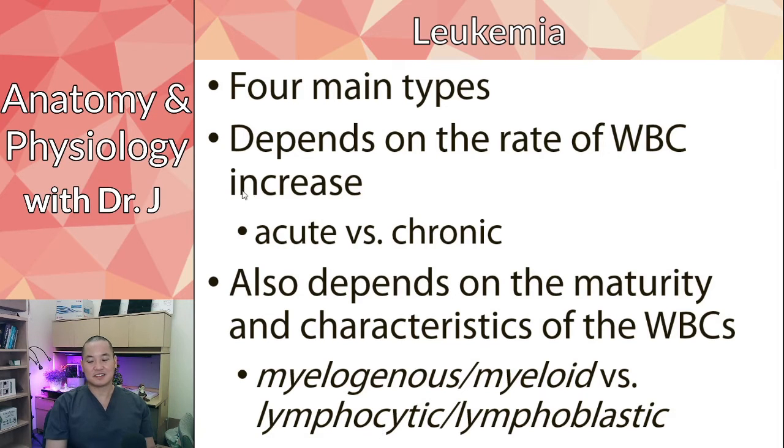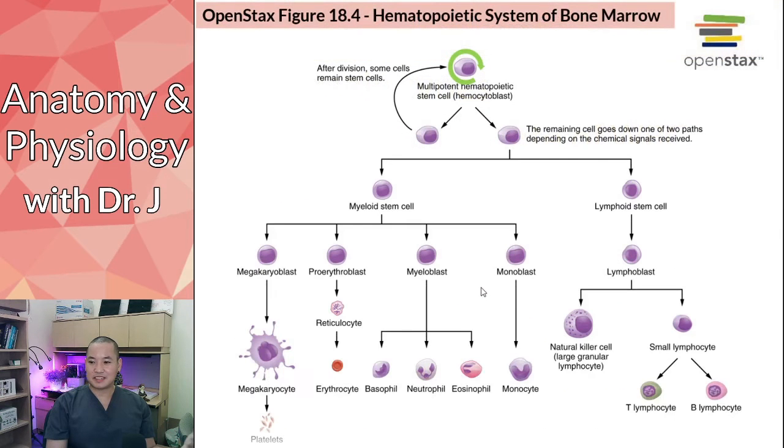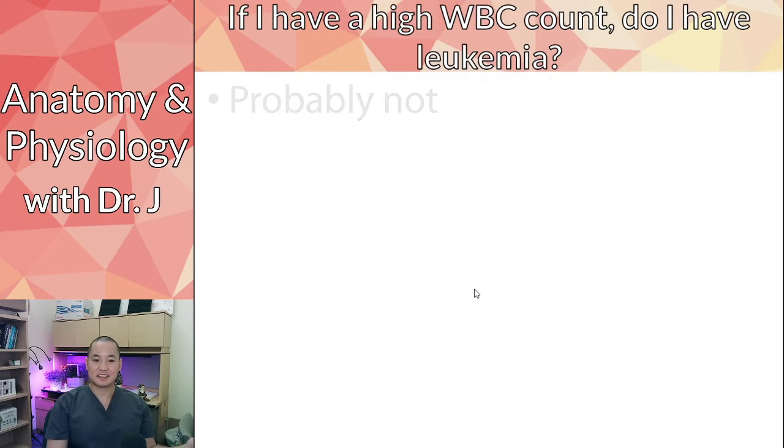So this is what you do. You take either one of these, and then either one of these, and you have the four main types of leukemia. There are other types, but this is how we name those four types, based on the time span and their lineage. So if you have a high white blood cell count, do you have leukemia?